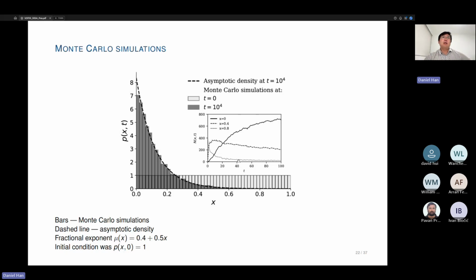The inset in this figure is basically just showing you that, yes, at x equals 0, the growth of the number of particles arriving at this position is essentially logarithmic.